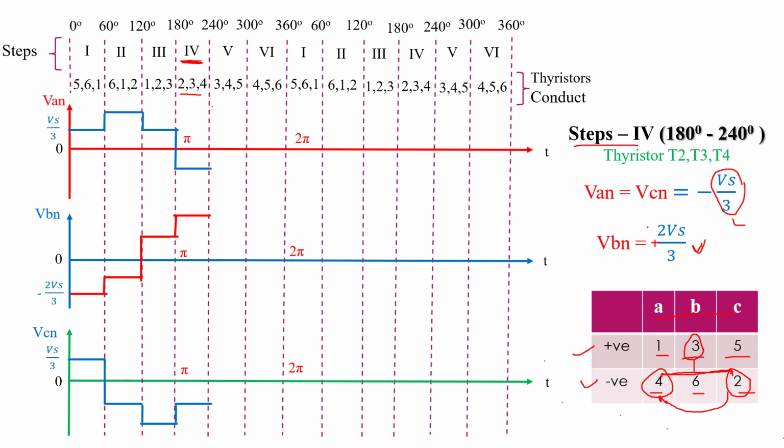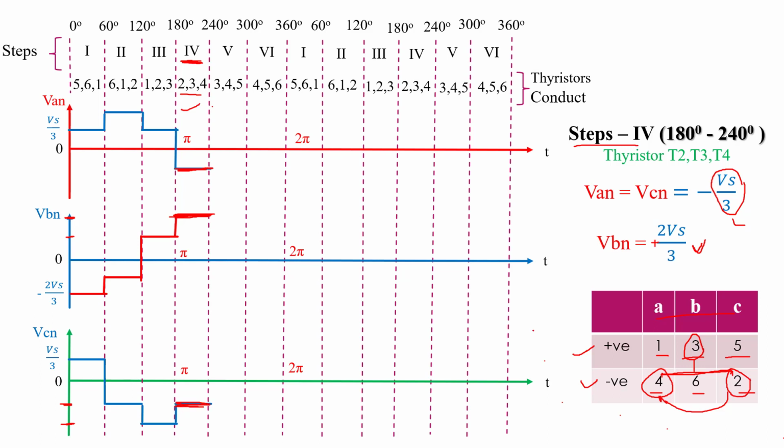Okay. Now draw the waveform for step 4. VAN is minus Vs by 3, so here I will draw the waveform minus Vs by 3. VBN is plus 2 Vs by 3. If this is Vs by 3, then here this is somewhere 2 Vs by 3, so here I draw 2 Vs by 3. Now VCN is minus Vs by 3. So if this is minus 2 Vs by 3, then here Vs by 3.